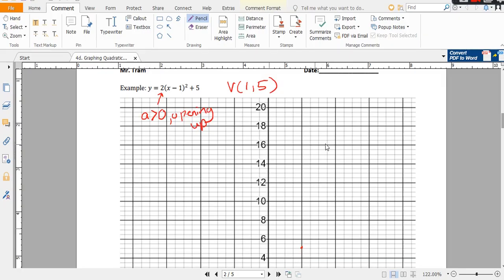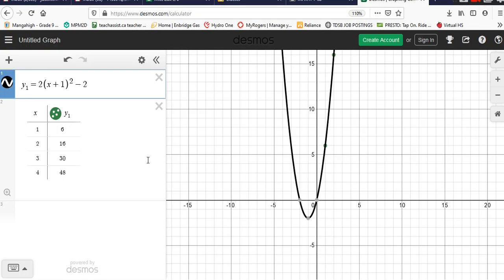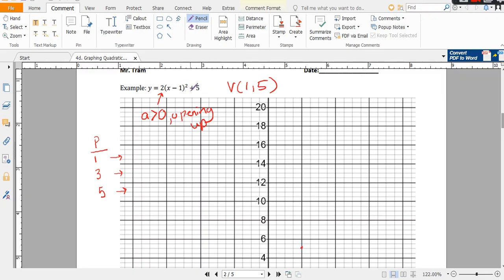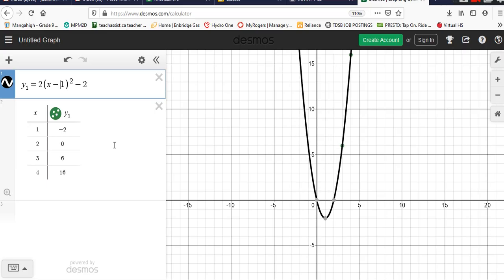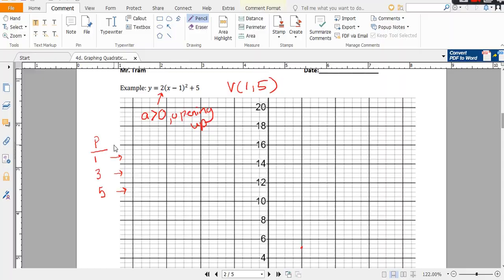So remember, let me just switch over to our worksheet for a second. I know right now that for the parent graph, I'm going to put P for parent, it's typically 1, 3, 5. But for our current one, what are the steps? They're not 1, 3, 5. Let me type in this exact one on Desmos: 2(x minus 1) squared plus 5.